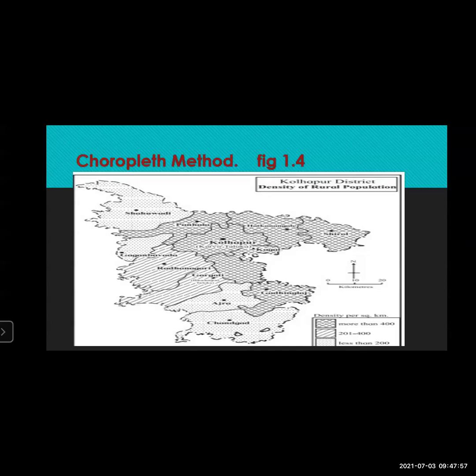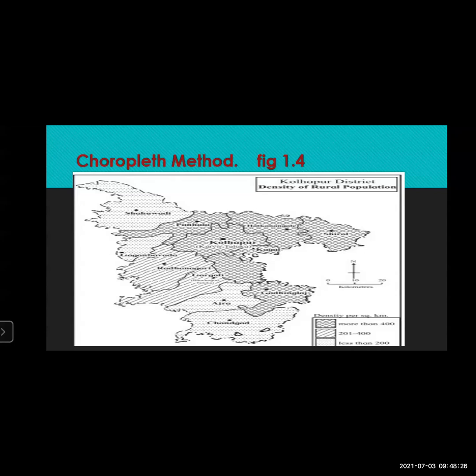Okay, we have already done the dot method and the choropleth map. Now, students, open page number 5 and let's complete the exercise of this choropleth map. Before going to the isopleth map, today we are going to do the isopleth map along with the field visit. So this will be today's content. But one map was left of the choropleth method, that is figure 1.4.